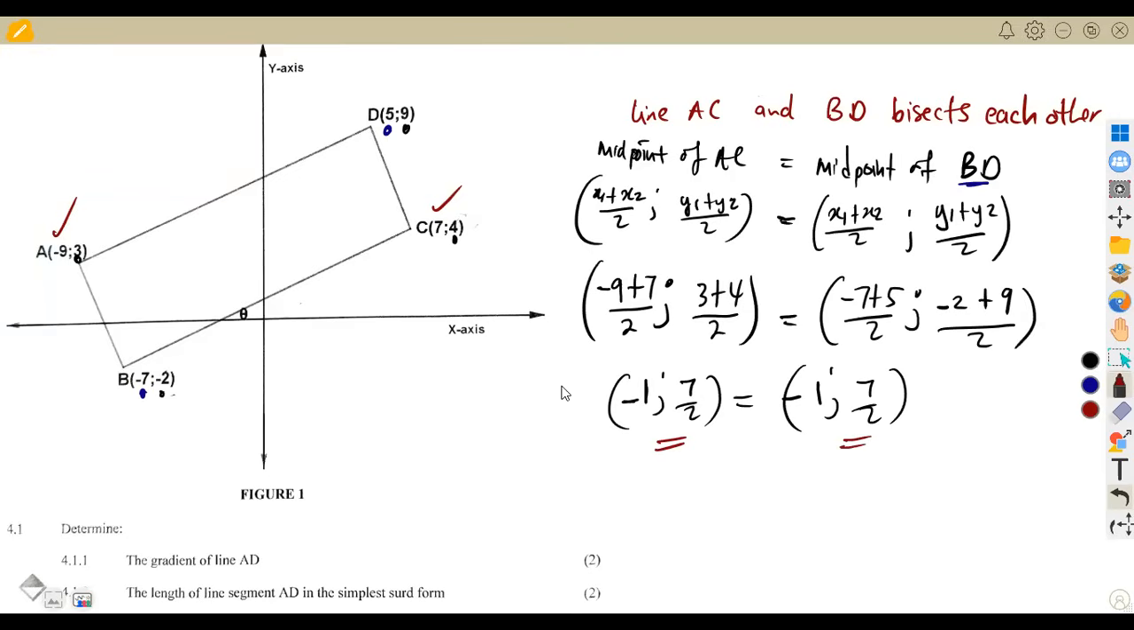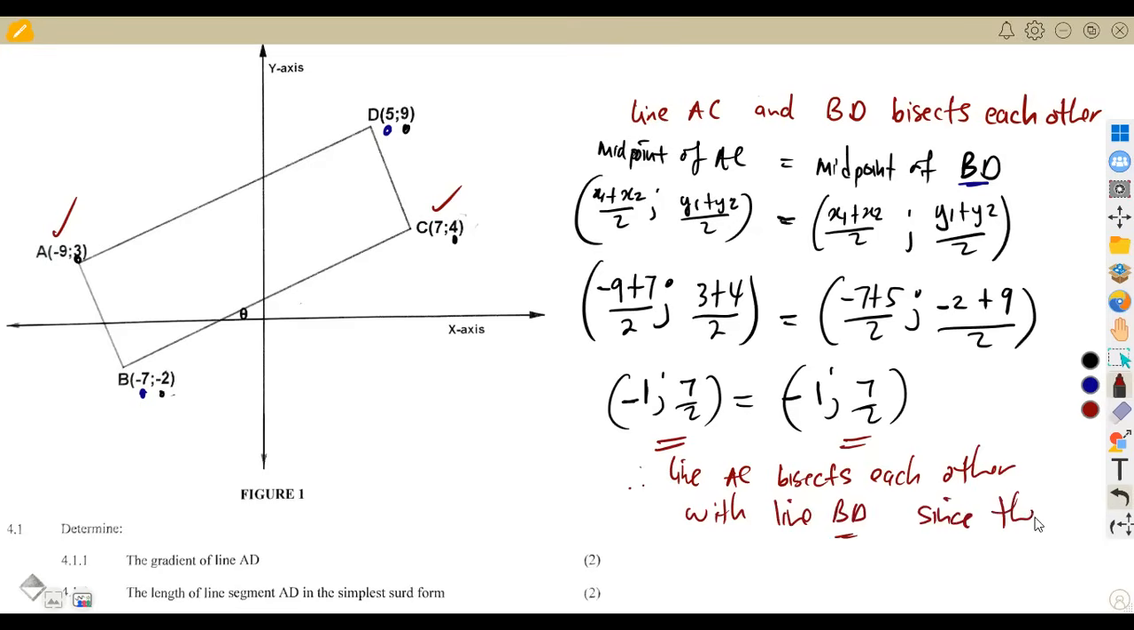So it means these two lines do bisect at the same point, since the midpoints of these two lines are the same. Therefore, line AC bisects line BD, since they have the same midpoint. So we are considering the midpoint in this case. That is the condition.